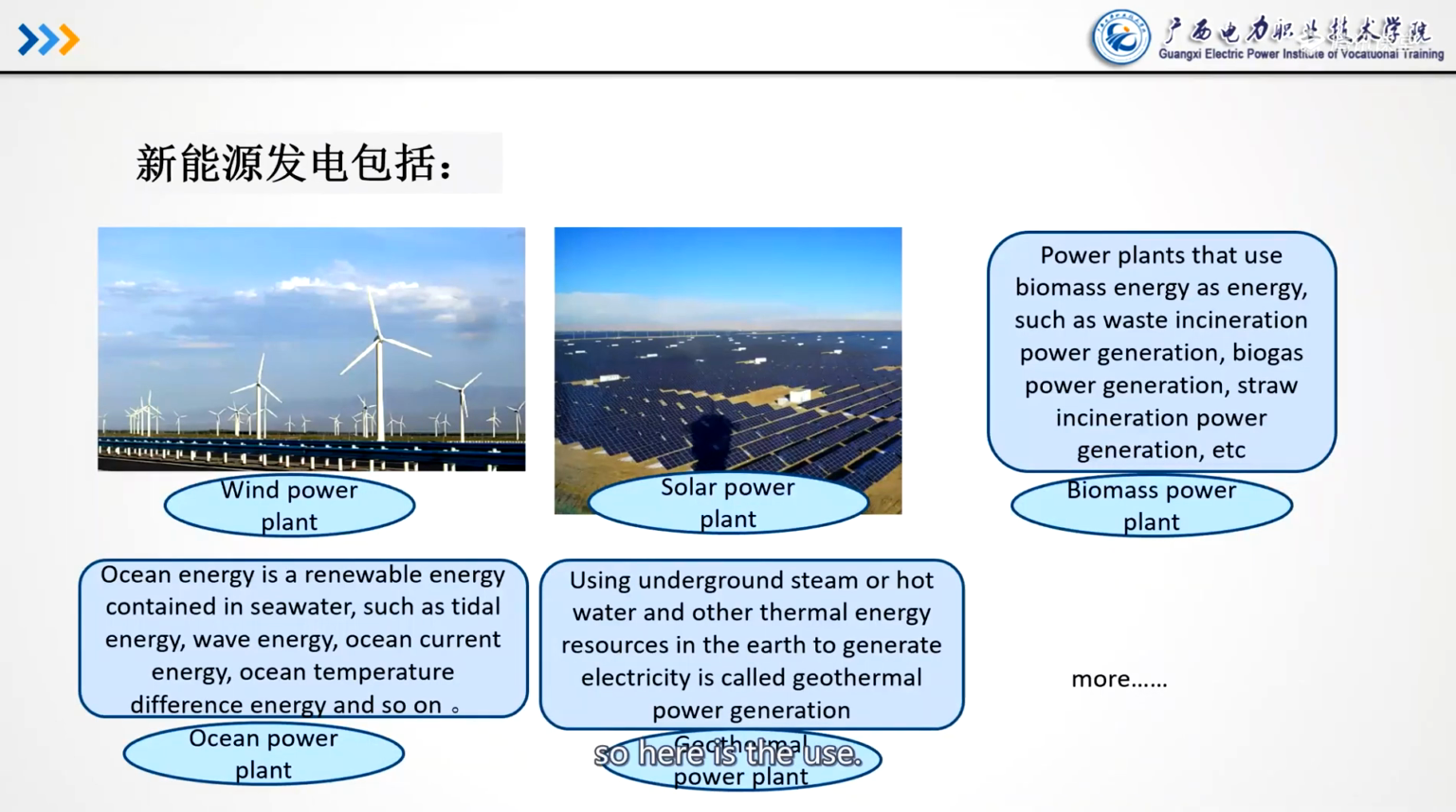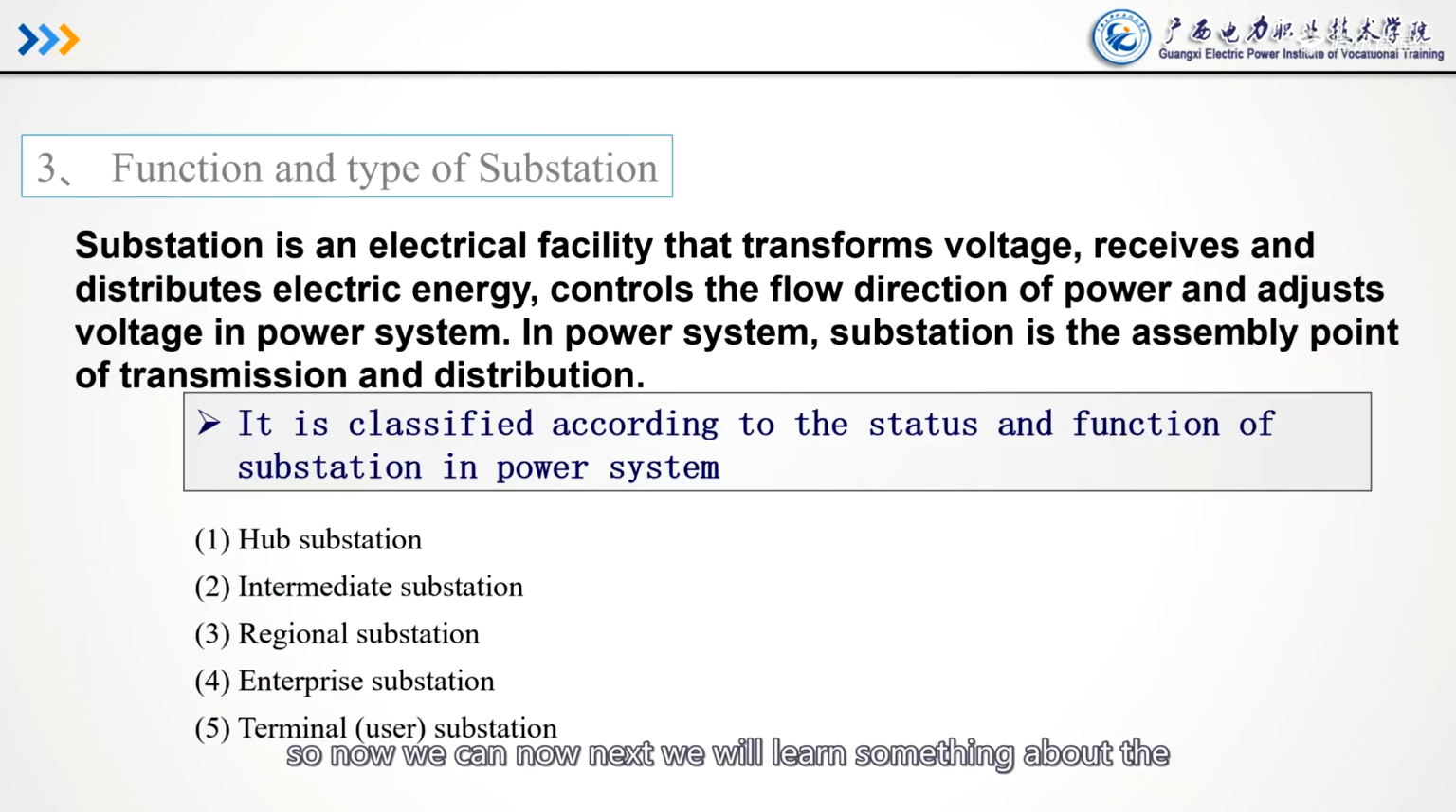Here are the most used new energy power supplies. We can see the wind power plant and solar power plant are what we see in our daily life, but biomass power plants, ocean power plants, and geothermal power plants are not often used in our daily life. But they are a new way to have our new electric power.